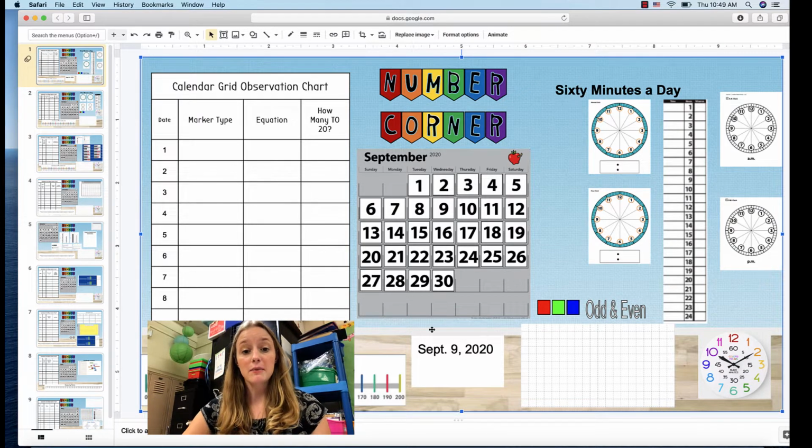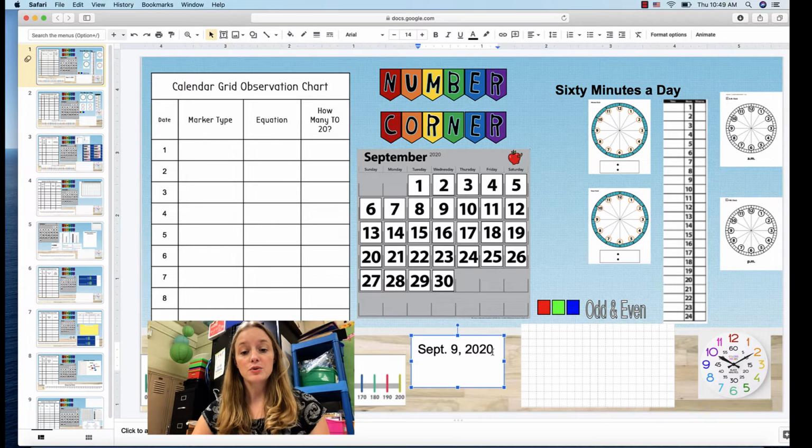Alright, so today we are going to be focusing on two different activities. We're going to be working with odd and even numbers, and we're going to be starting to fill out our calendar grid observation chart, using your whiteboard or paper that you already gathered to come up with some equations in this section. Okay, so let's go ahead and get started.